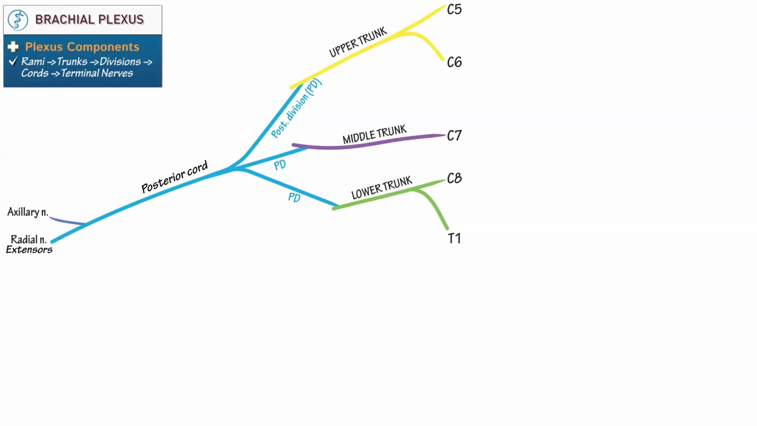Indicate that the anterior division of the lower trunk forms the medial cord, which forms the ulnar nerve and a portion of the median nerve. Write that the ulnar nerve innervates medial flexors that lie below the elbow. Medial refers to the pinky side of the hand.